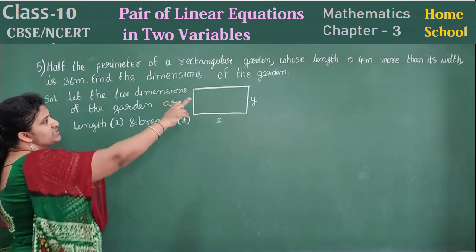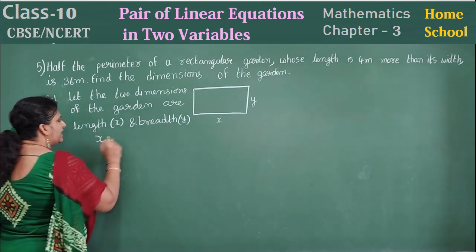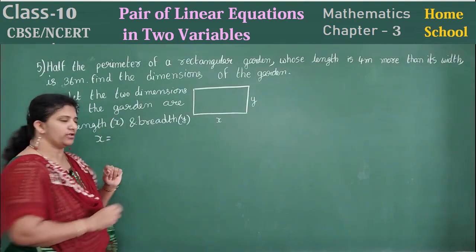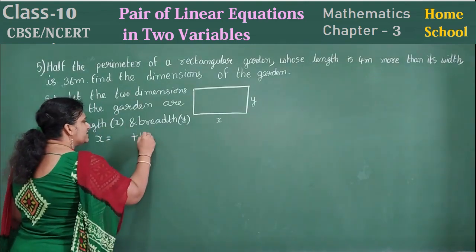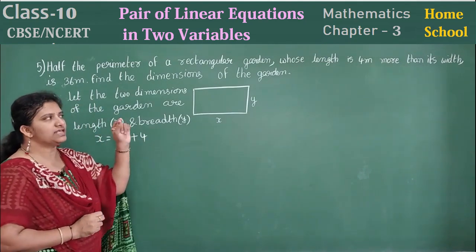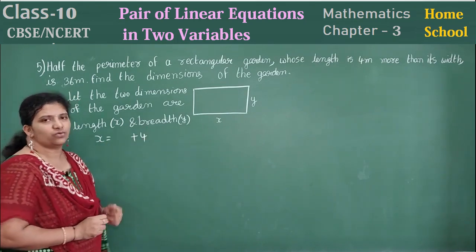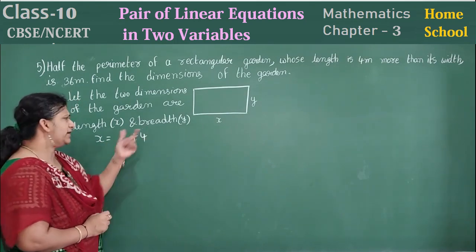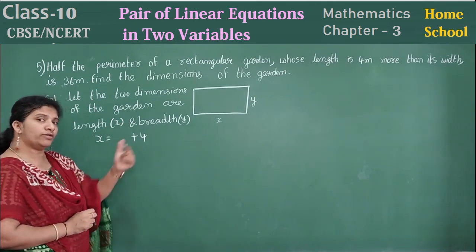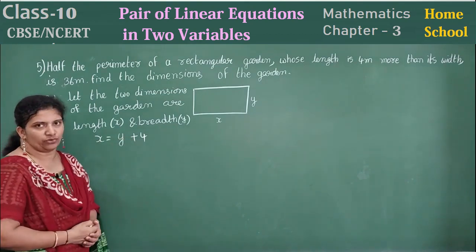Now, whose length is? Length means X is equal to 4 meters more. Observe here, plus 4. Understand the statement carefully. Whose length is 4 more than its width. Breadth or width, no problem. 4 more than its width, that is Y plus 4.